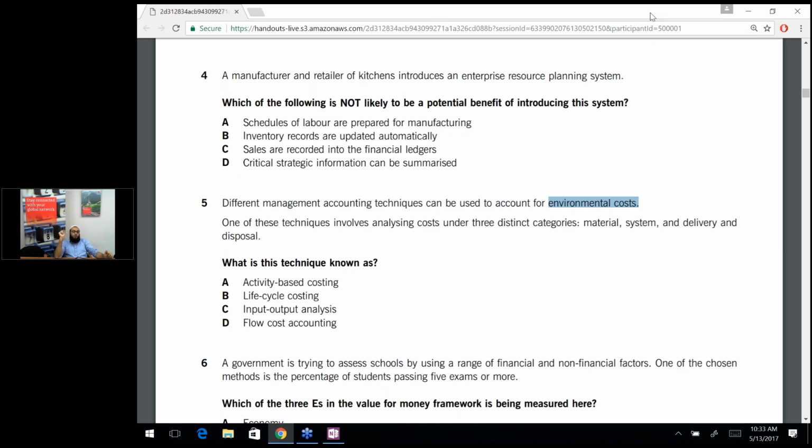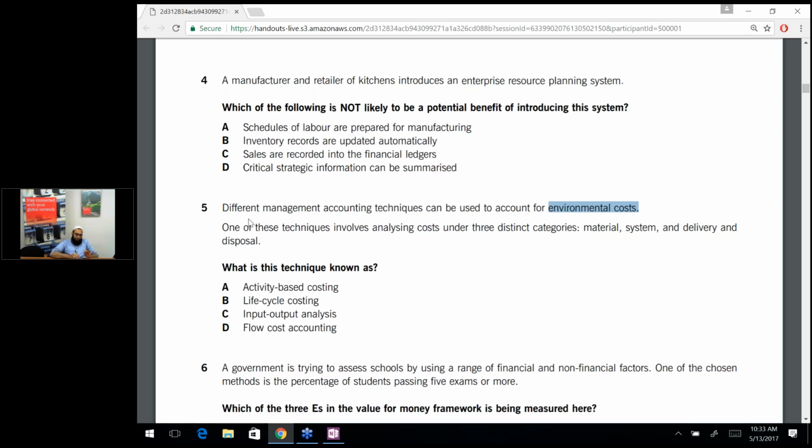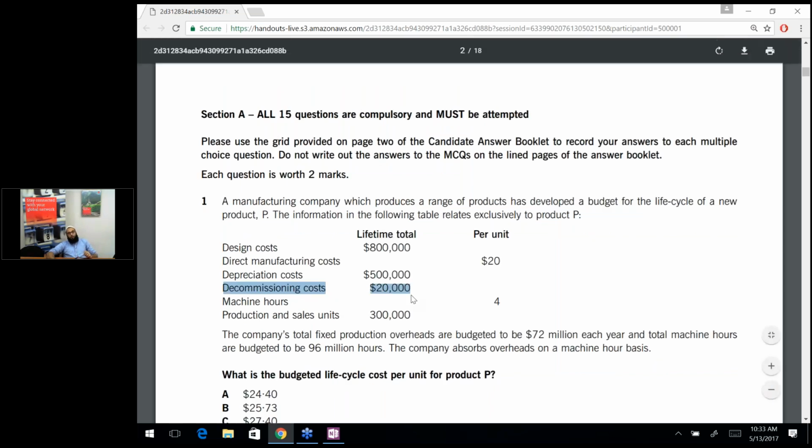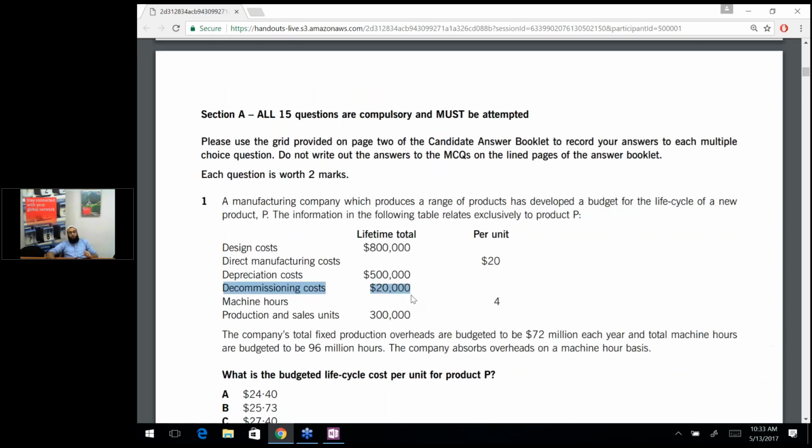As I told you in the first MCQ, we should consider the entire life cycle cost, whether it's recurring or non-recurring. So EMA with life cycle means that the life cycle should include every cost of a product, including the environmental cost of the product. Now, what is environmental cost? Let me give you a very good example here. Decommissioning is an environmental cost. And I'm sure you know what decommissioning is.